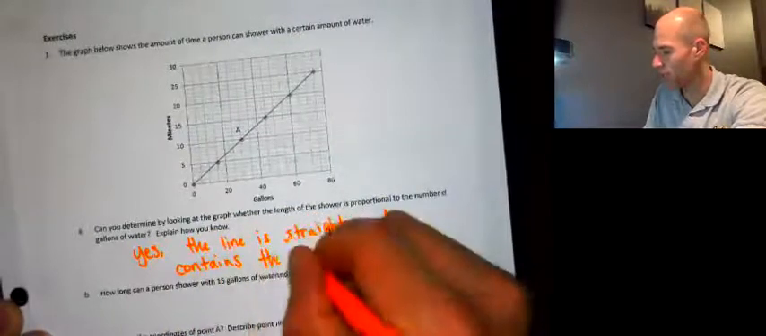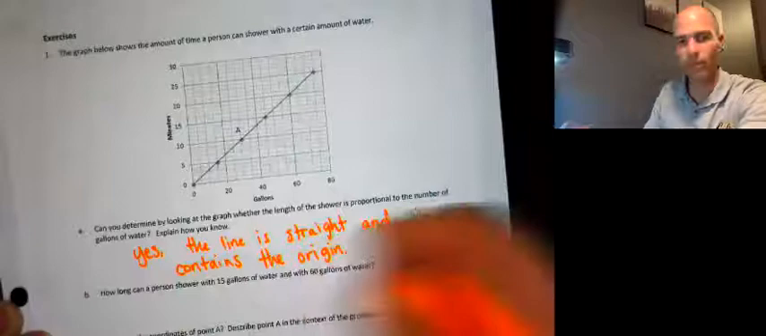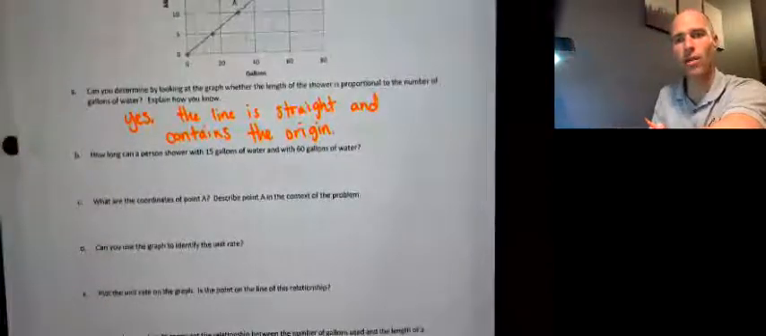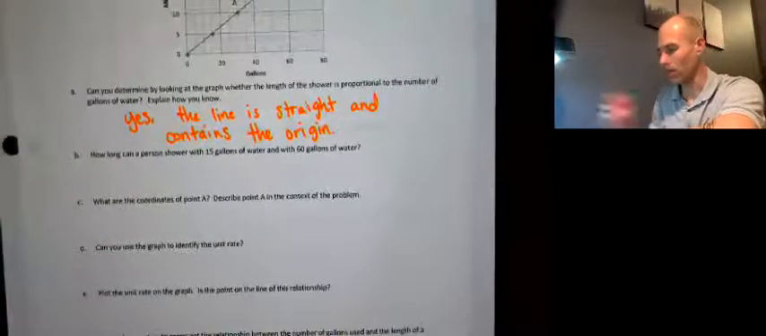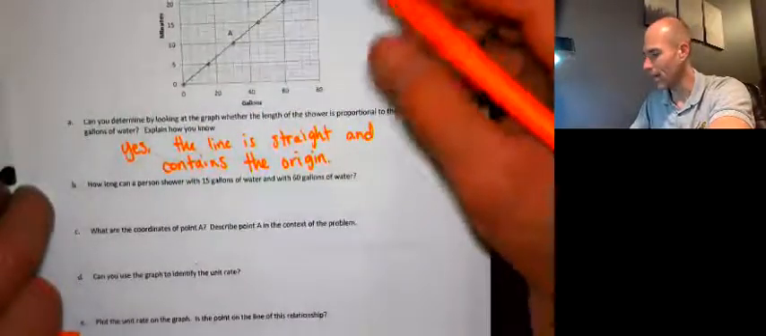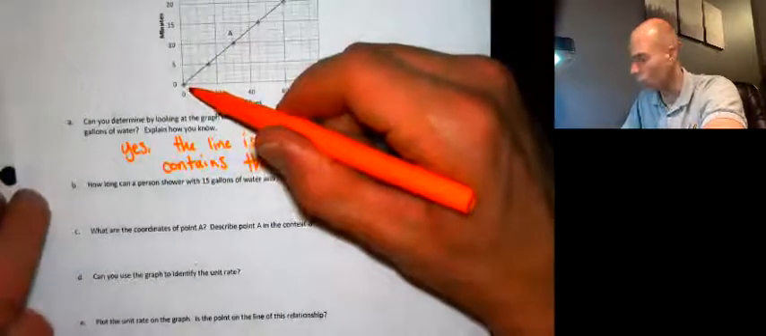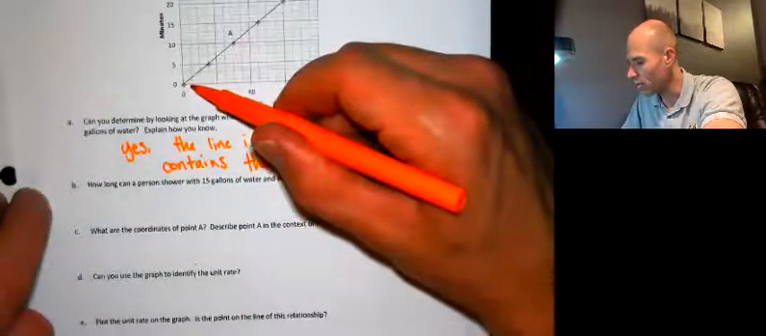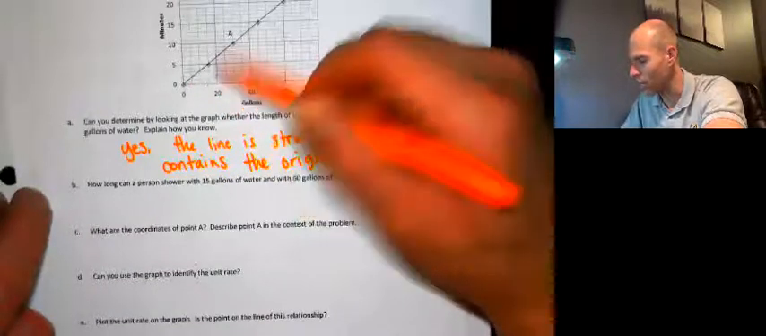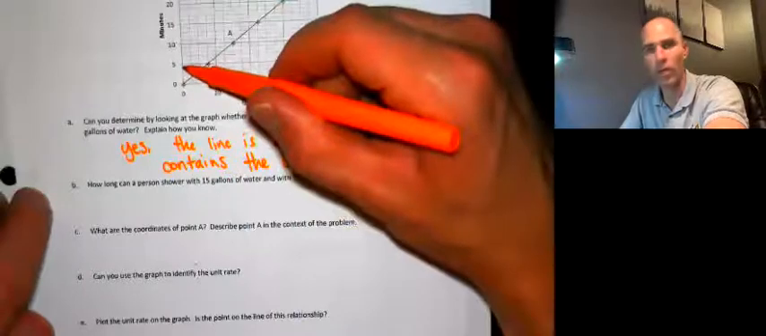All right. The next one says, how long can a person shower with 15 gallons of water and with 60 gallons of water? So gallons of water is on the x-axis here. And let's look at 15. It looks like this graph is scaled with 5 gallons for every grid line on the x-axis, but 1 minute for every grid line on the y-axis. So we gotta be careful with that.